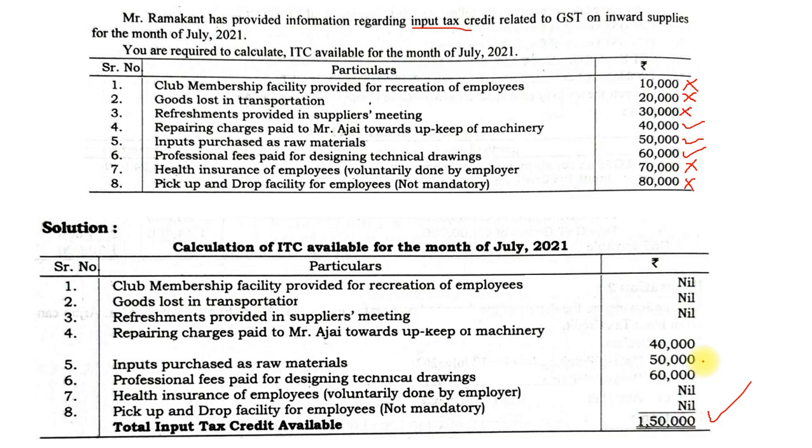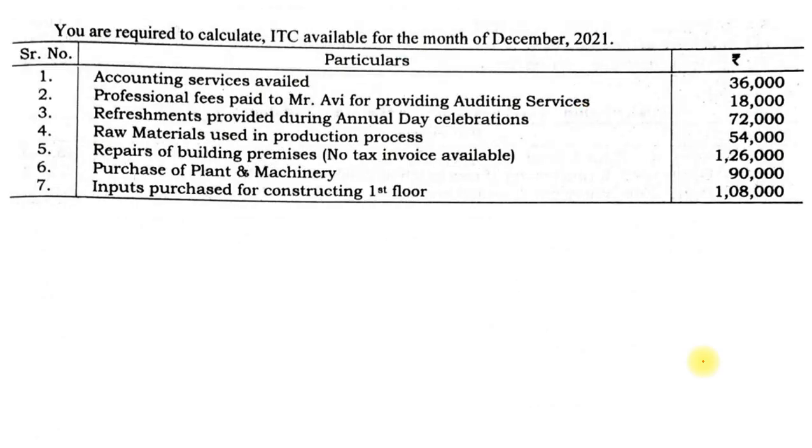Now let us take up another question. You are required to calculate ITC available for the month of December 2021. Again, first we'll just mark it out and then give the solution. Accounting services availed, it's a normal service, yes, ITC can be availed. Professional fees paid to Mr. Avi for providing audit service, yes, it's a normal service, will be available. Refreshment provided, no, cannot be availed. Raw material used in the production process, normal production process, yes, ITC can be availed.